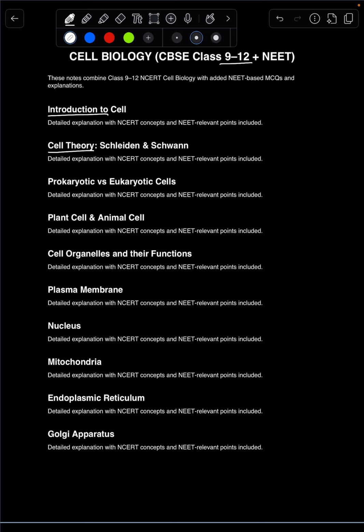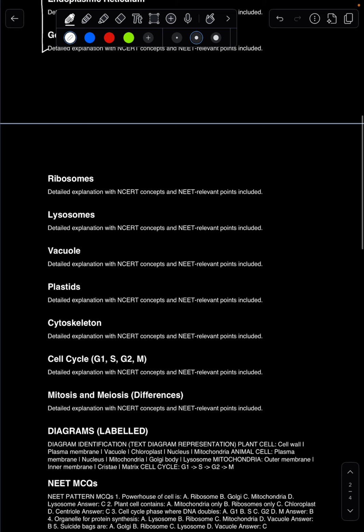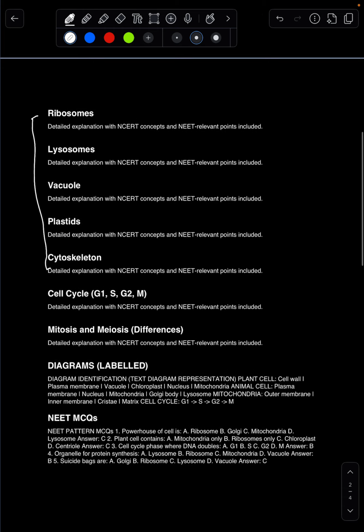Then we will see differences between prokaryotic and eukaryotic cells, plant cell and animal cell differences, the cell organelles present inside the cell and their functions. Ribosomes, lysosomes, vacuole, plastids, which organelle is present inside plant cell and animal cell, we will see the differences of them.